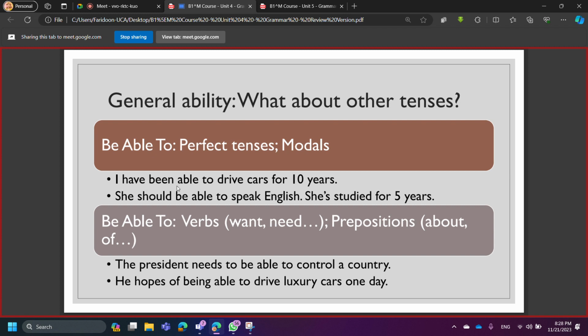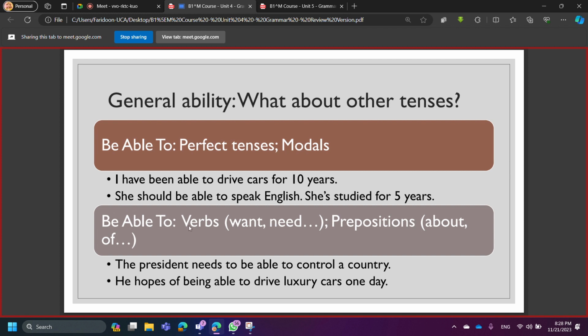This one is using the present perfect. "She should be able to speak English. She studied for 5 years." Once again in here, but you're using the modals one. So "be able to" is a good phrase of ability that you can use in different tenses.